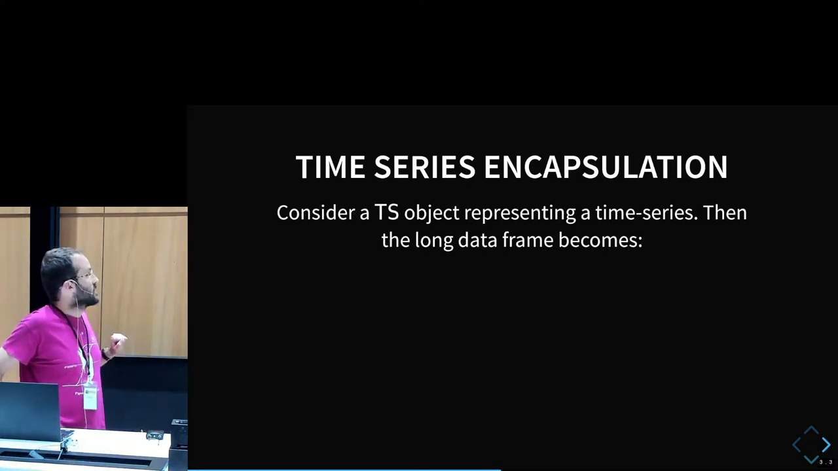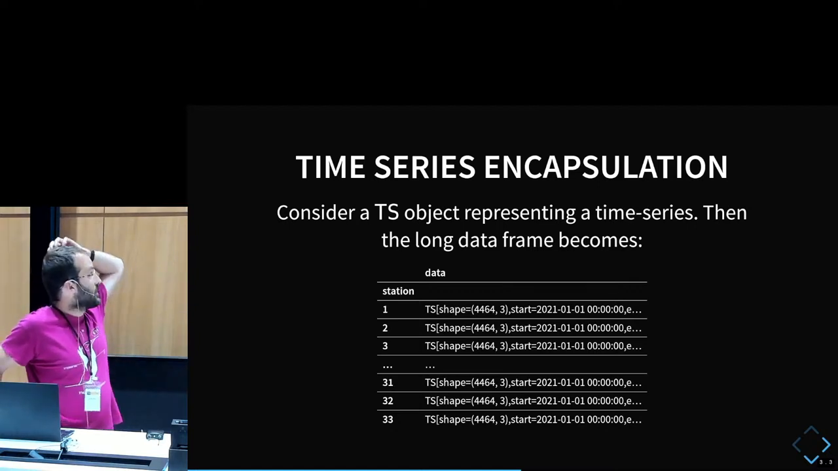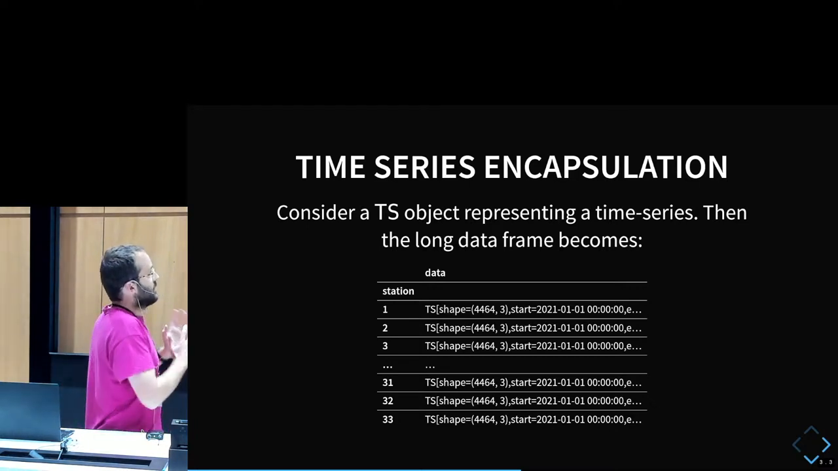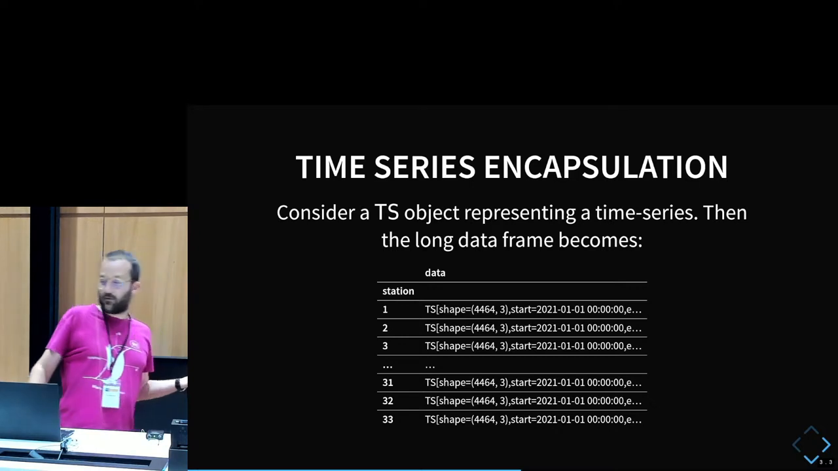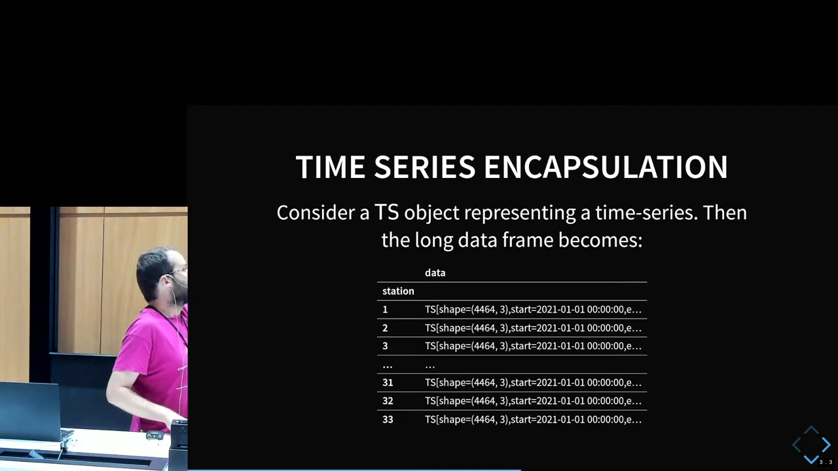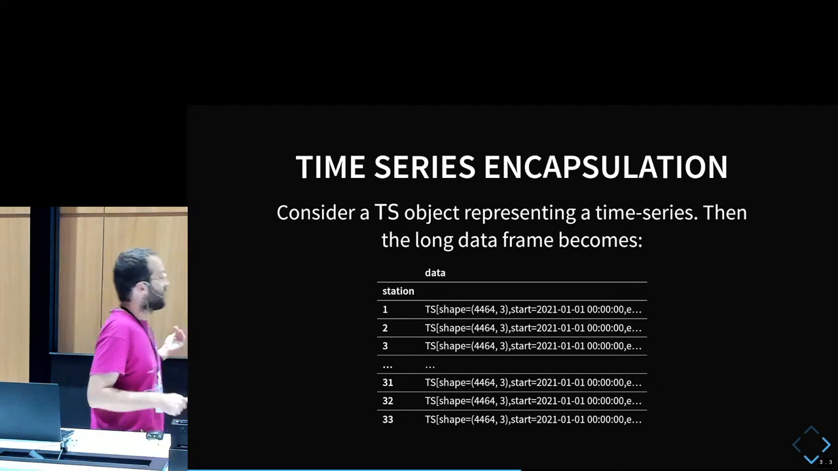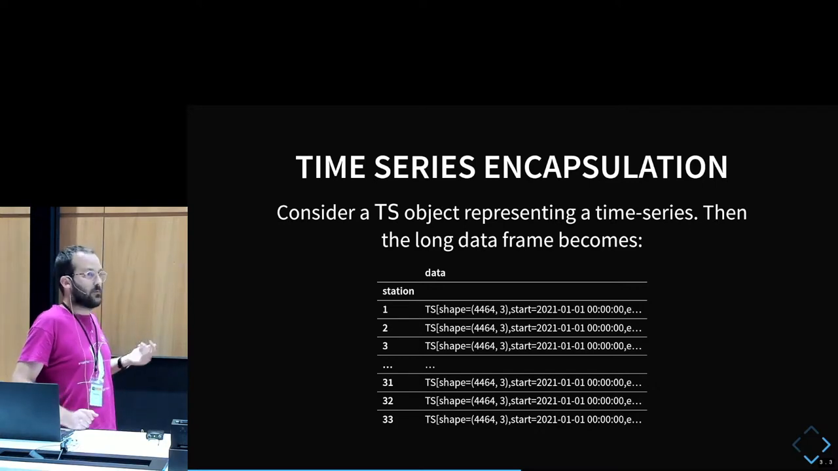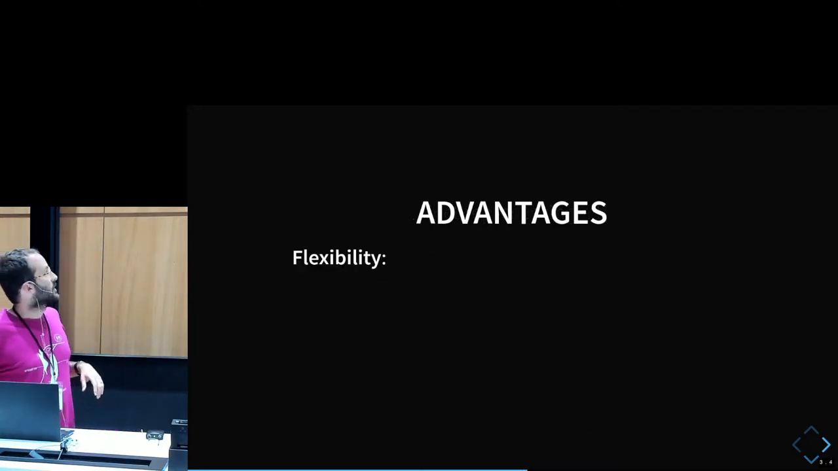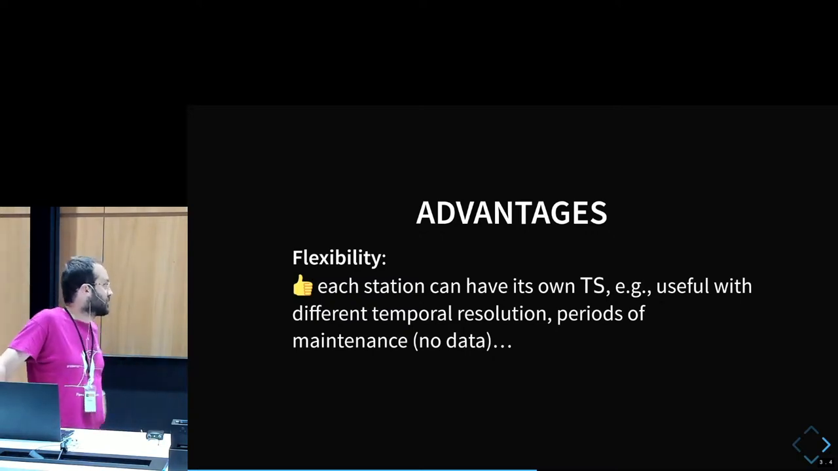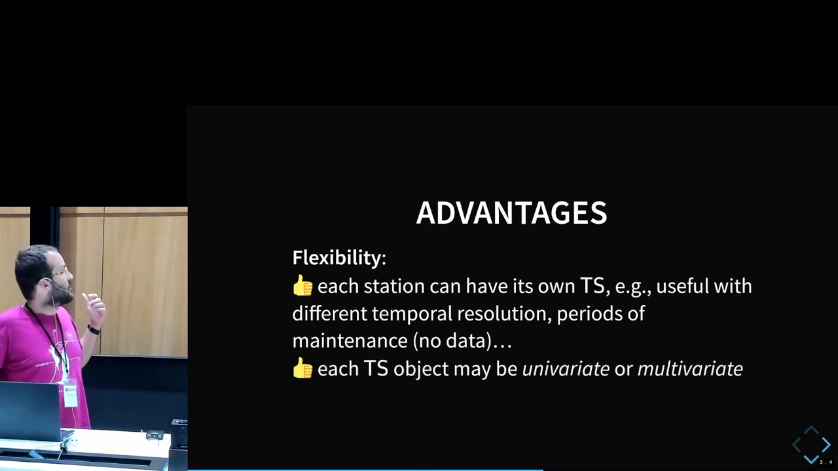So to show a bit the time series encapsulation, if we had a TS object that represents the time series, we could easily transform the long data frame into something like this. We have for each station a column named data, and each item is the time series that corresponds to that station. In this case, we would have the 3 variables and the same number, these 4,464 observations. But if we had different resolutions, each of these TS objects could have different shapes. So the advantage is that it's quite flexible in this sense. The stations could have different resolutions and periods of no data and so on.